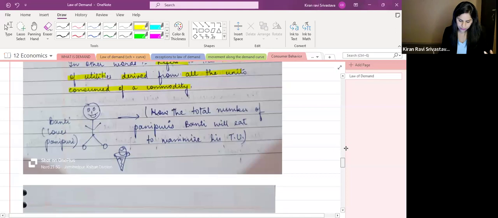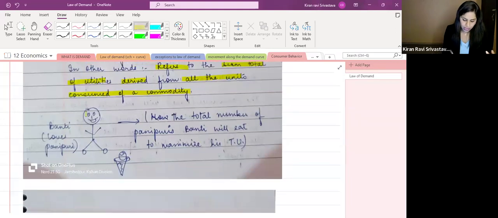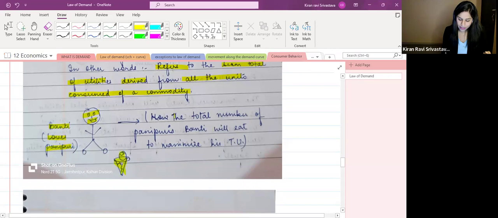So now, Bunty loves Pani Puri. Here our Bunty is very happy. He loves Pani Puri. And see here, it's a cone, and in that cone, Pani Puri is served to him. So now the question is the total number of Pani Puris which Bunty is going to consume to maximize his total utility. That is your total utility.